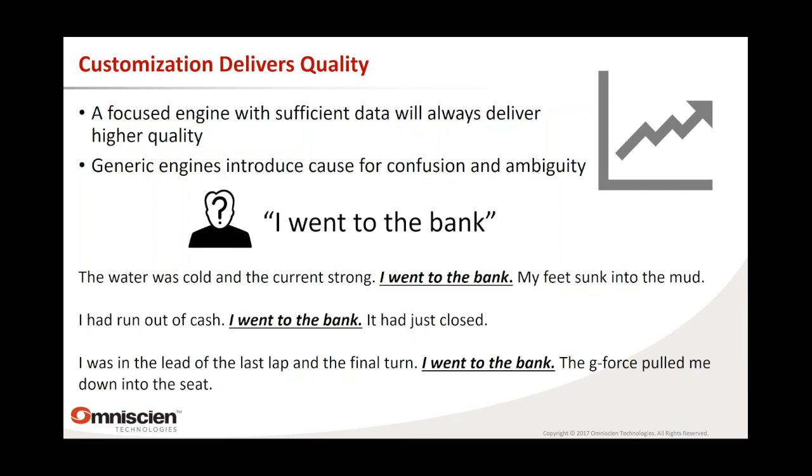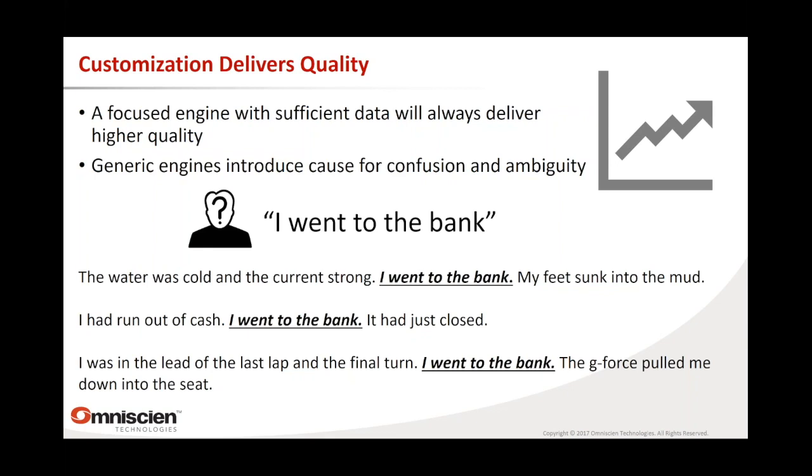So if I say, for example, I went to the bank, what context is that in? I've given 3 contexts here. The water was cold and the current strong. I went to the bank, my feet sunk into the mud. So clearly that's a riverbank. Or I'd run out of cash, I went to the bank, it had just closed. So this is banking in the context of finance. And finally, I was in the lead of the last lap in the final turn. I went to the bank, the G-force pulled me down in the seat, so I'm racing a car.